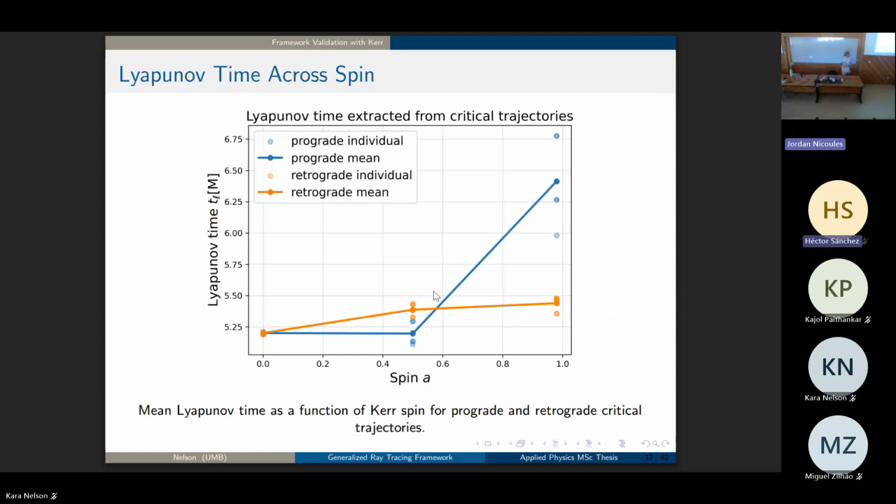For the prograde, this is showing that in the near extreme case the prograde is spending more time near the photon region, which makes sense because you're pulled closer due to frame dragging. And this is just a measure of the instability of this region, and a nice quantitative explanation of what's going on rather than more of a qualitative one.